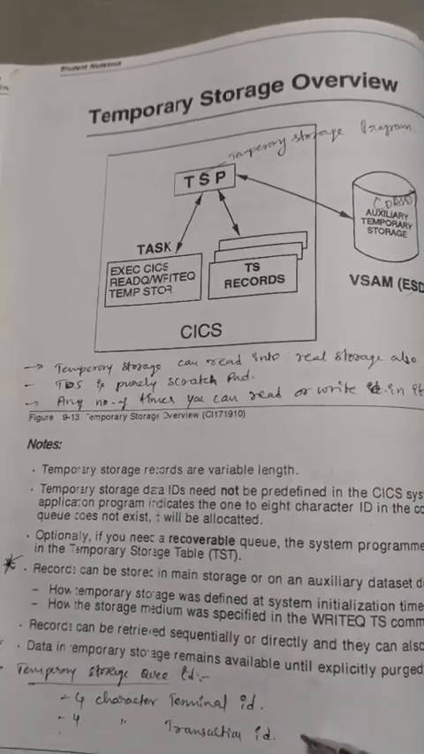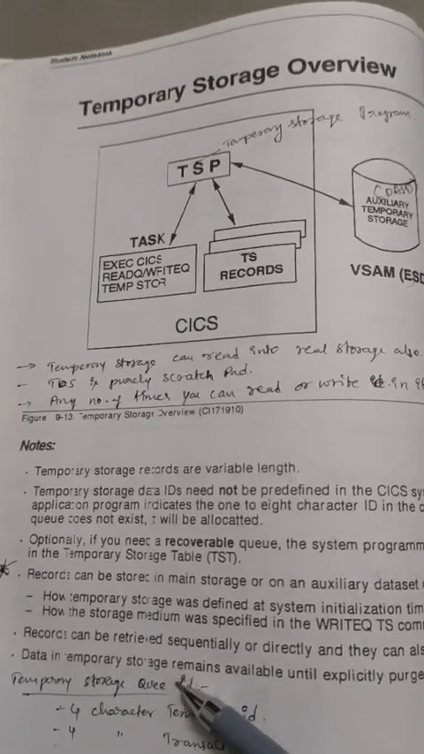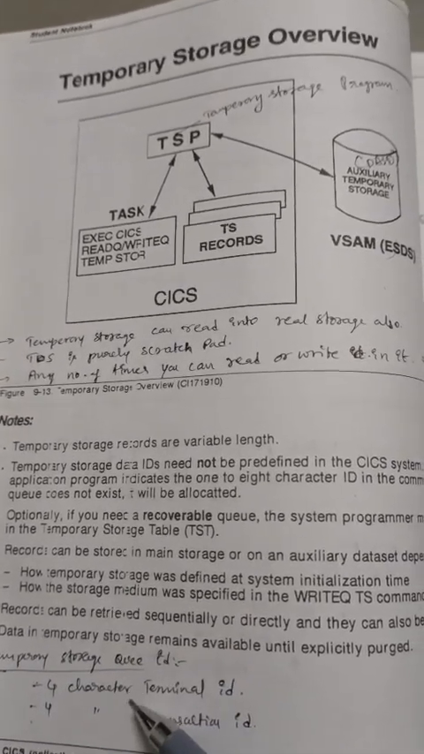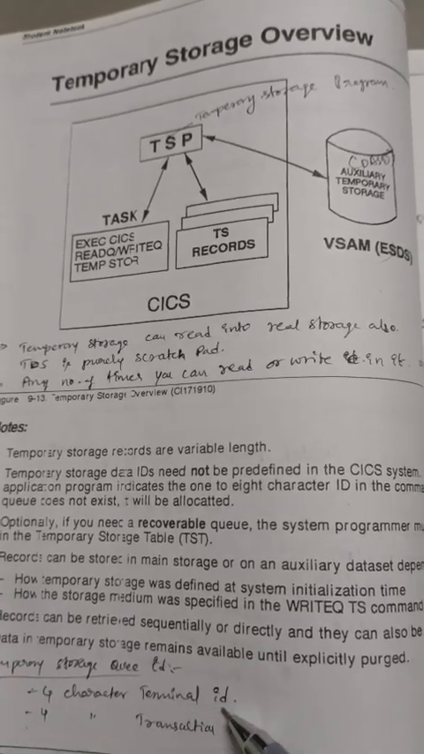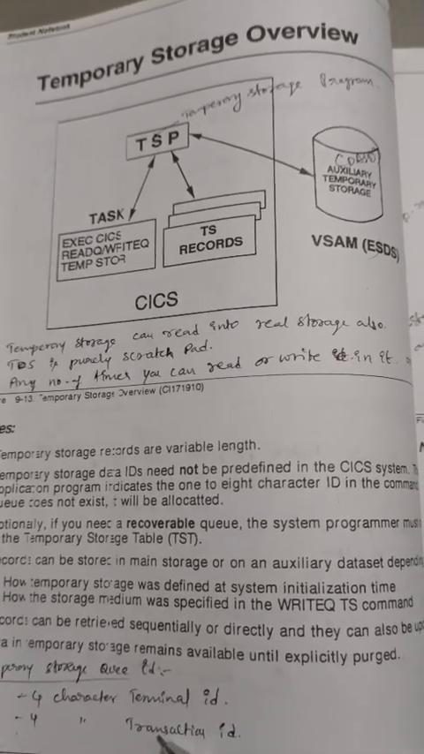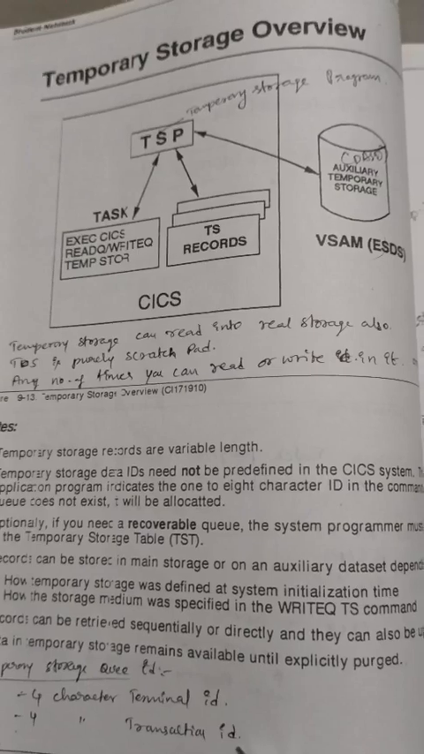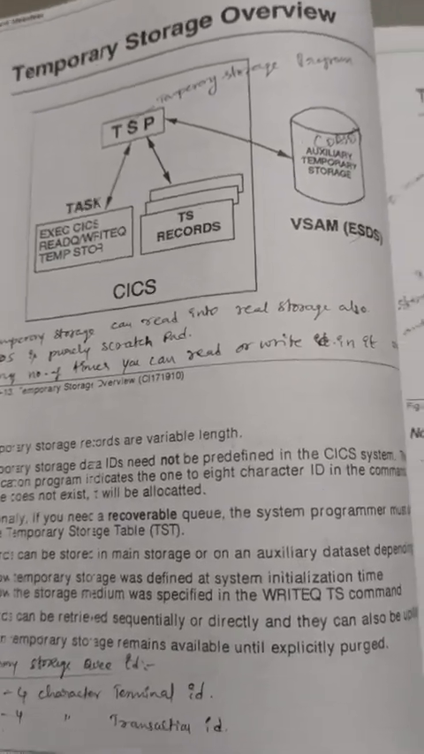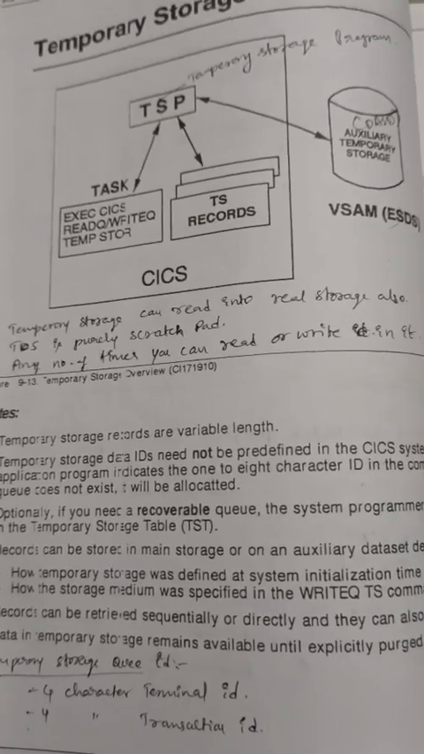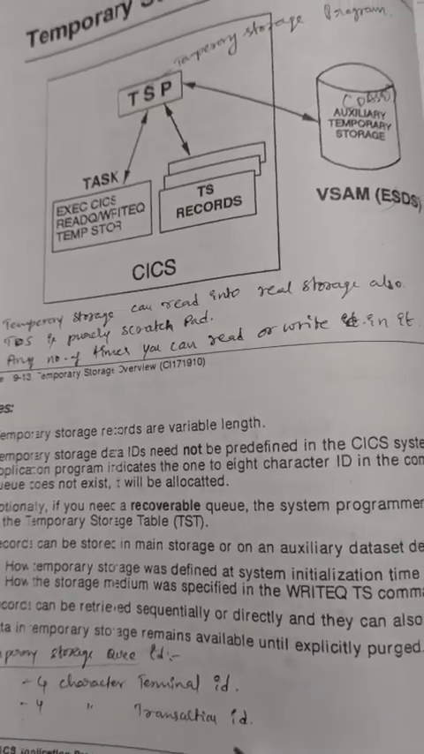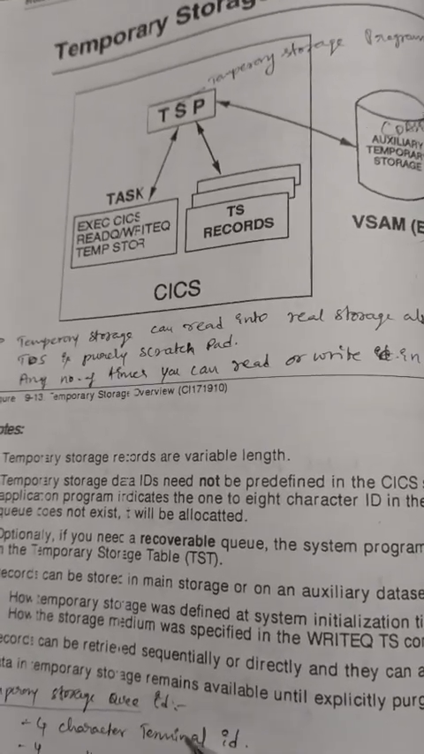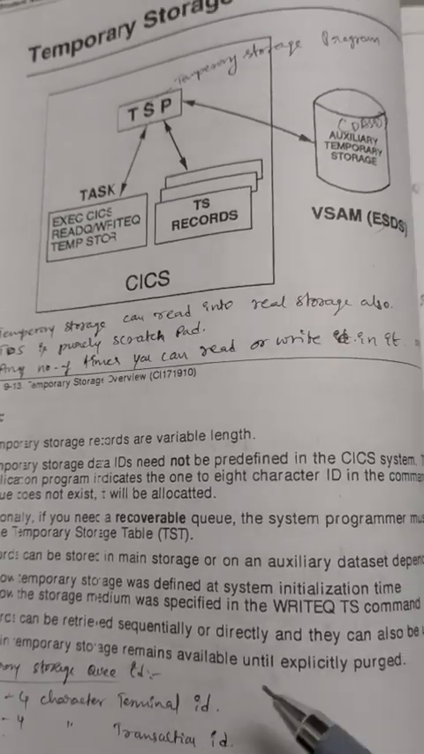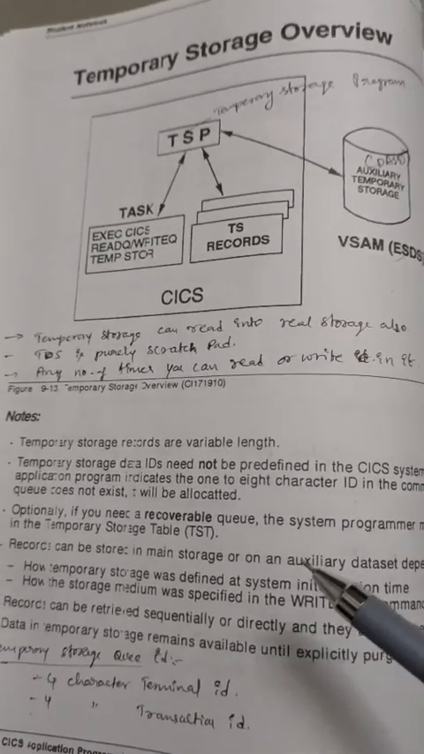But here the difference is that the temporary storage queue ID contains 8 characters. You can see the first 4 characters are the terminal ID, and the last 4 characters are the transaction ID. Whatever transaction we are mentioning, the 4 characters are the transaction ID. The first four characters are the terminal ID and the last 4 are the transaction ID. This is the most important point.